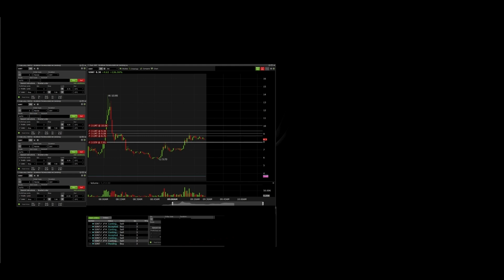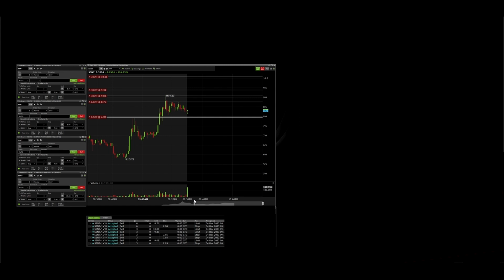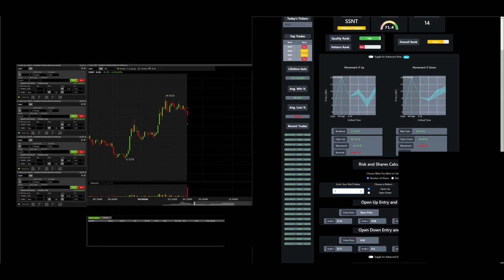But I believe it then stops out right at market open. It ends up not following the pattern in which it moves up right at market open. So here we go. Stopped out.